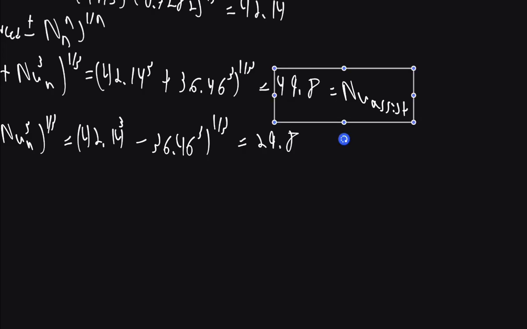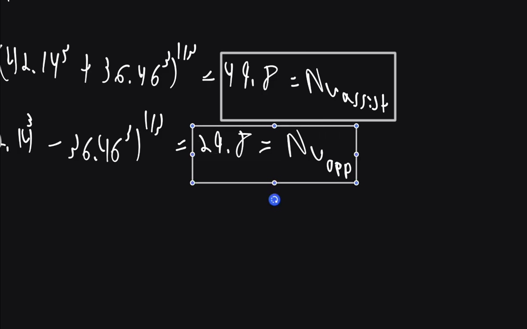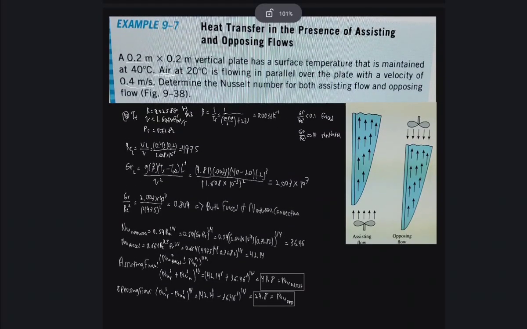The question doesn't ask, but if you wanted to, you could use this, solve for h in both cases, and then solve for q to compare the rate of heat transfer, which it very well may do. So that is how we do assisting and opposing flows.